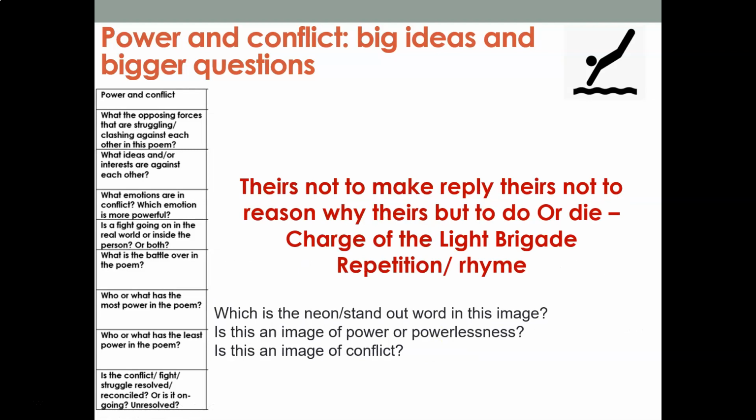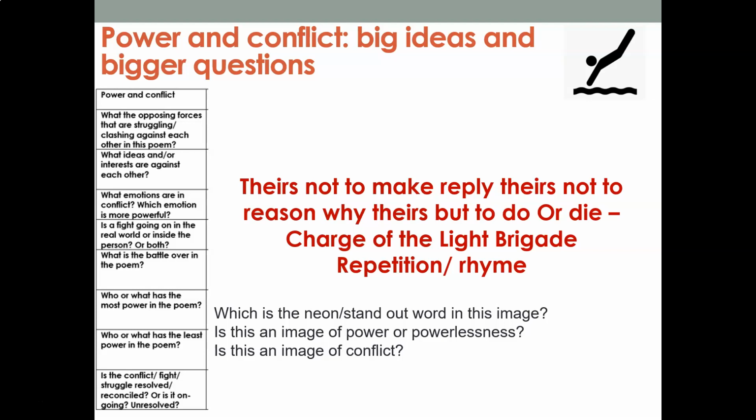Theirs not to make reply. Theirs not to reason why. Theirs but to do or die. So this is that lovely moment from The Charge of the Light Brigade. We've got this repetitional rhyme, and it's one of my favourite lines from this poem, because for me it's that summary of that message, that ideology that soldiers don't get to choose, that soldiers are not in control. So that's an image of being powerful as a soldier or powerless.